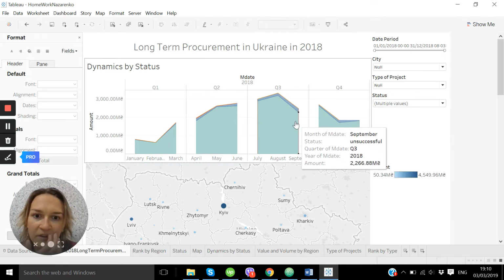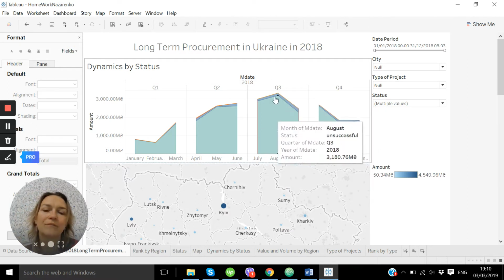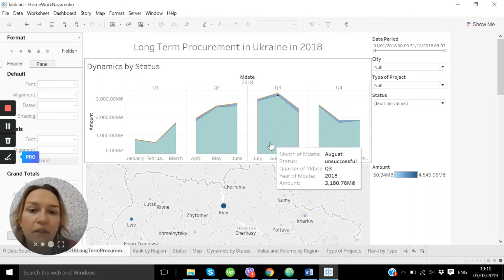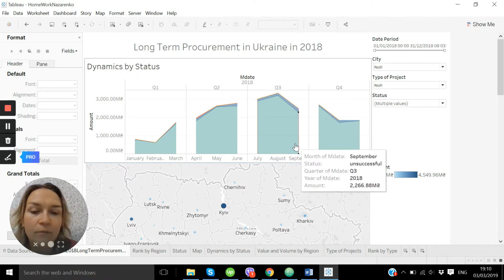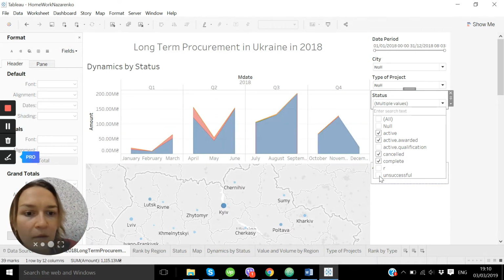First of all, let's start from the dynamics. We can see that Q3 is actually the most active quarter for the tenders on the Prozorro. But if we filter out those that are unsuccessful, you'll see that the biggest part is unsuccessful. So actually it was a try to find people for specific services, but it was not successful.